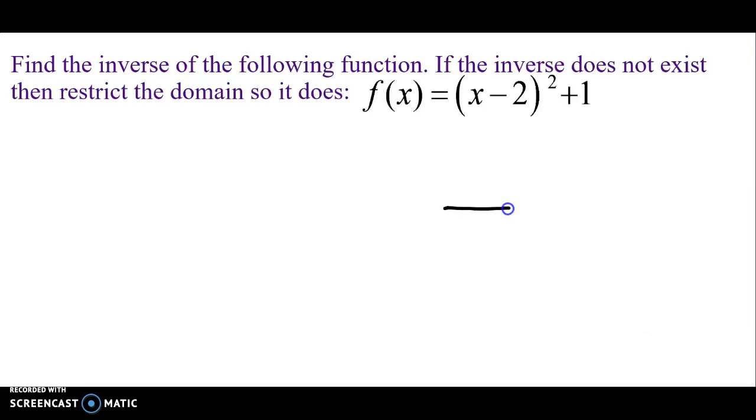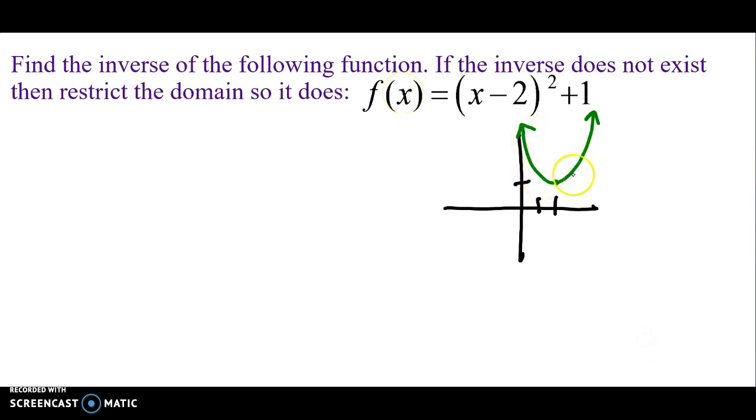I'm gonna just create a little graph here. All right, ooh, transformations. Good thing we spent some time on it, huh? You're welcome. You know, I know that this is gonna be a parabola. Okay, beautiful. So remember, it said if the inverse does not exist, then restrict the domain so it does.